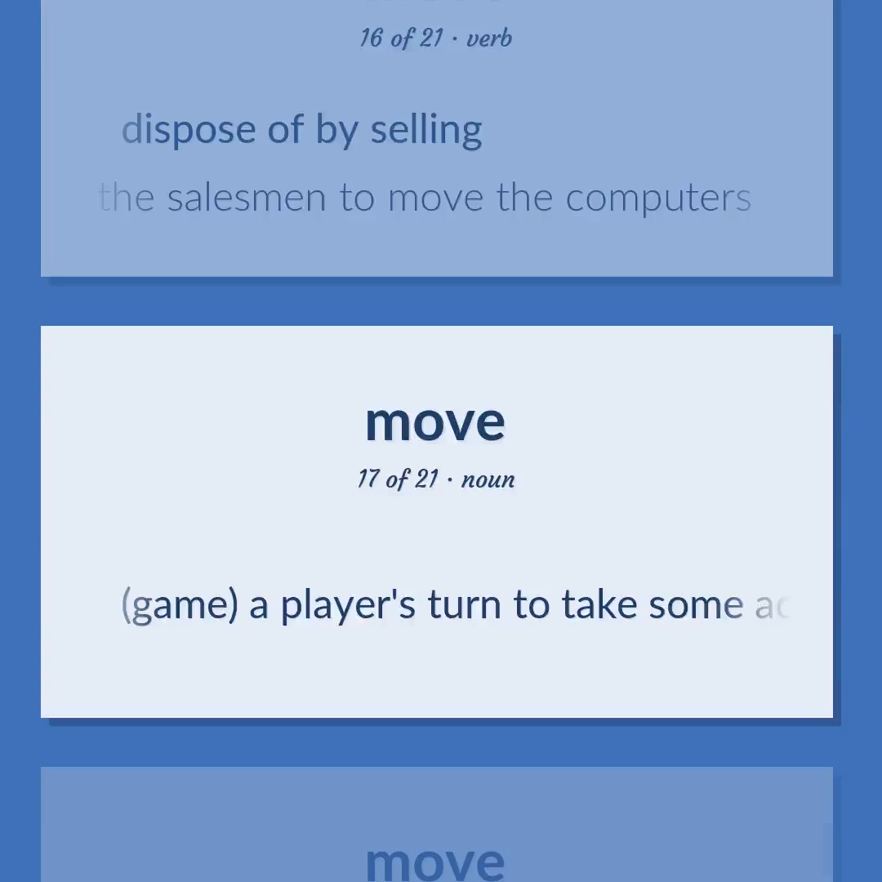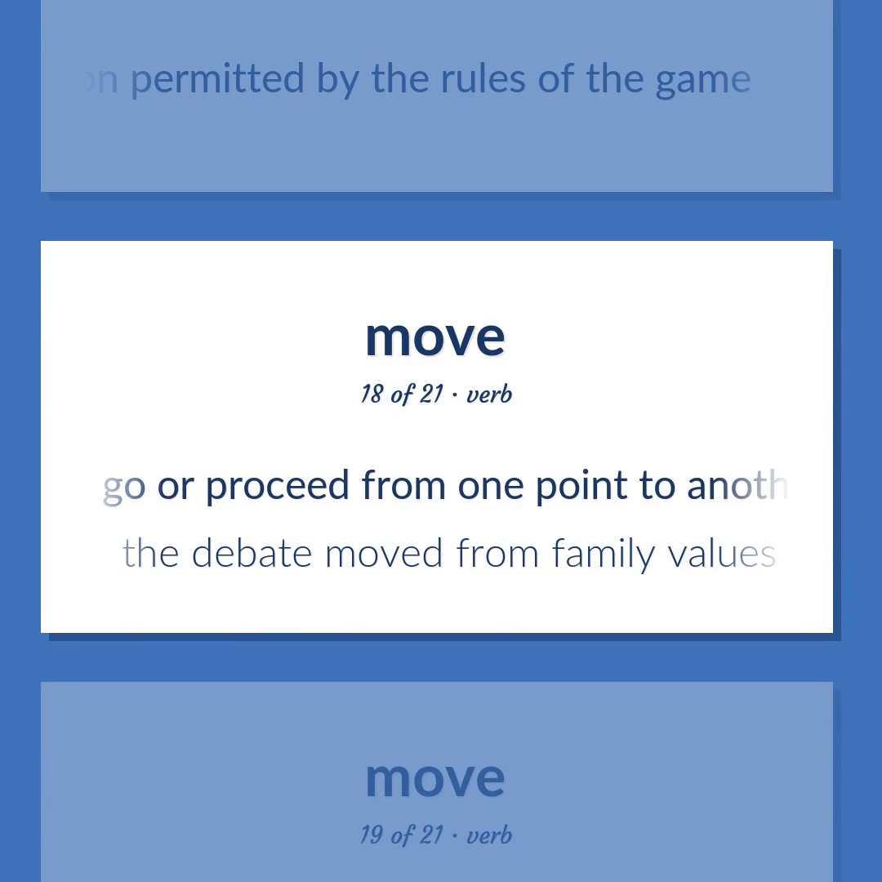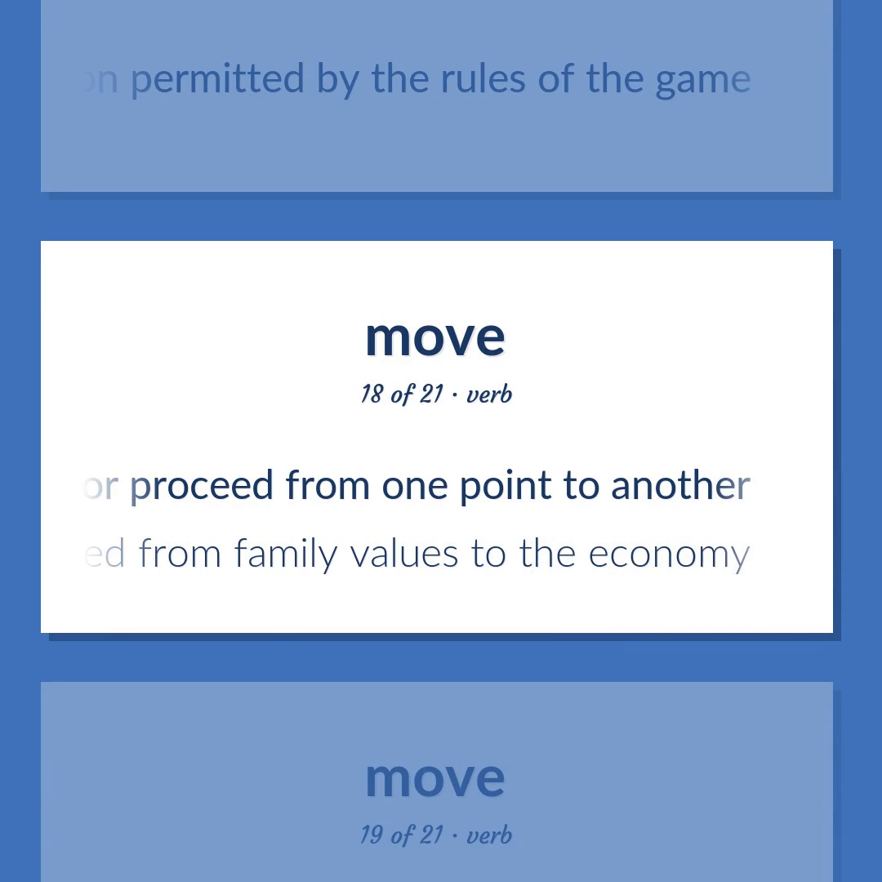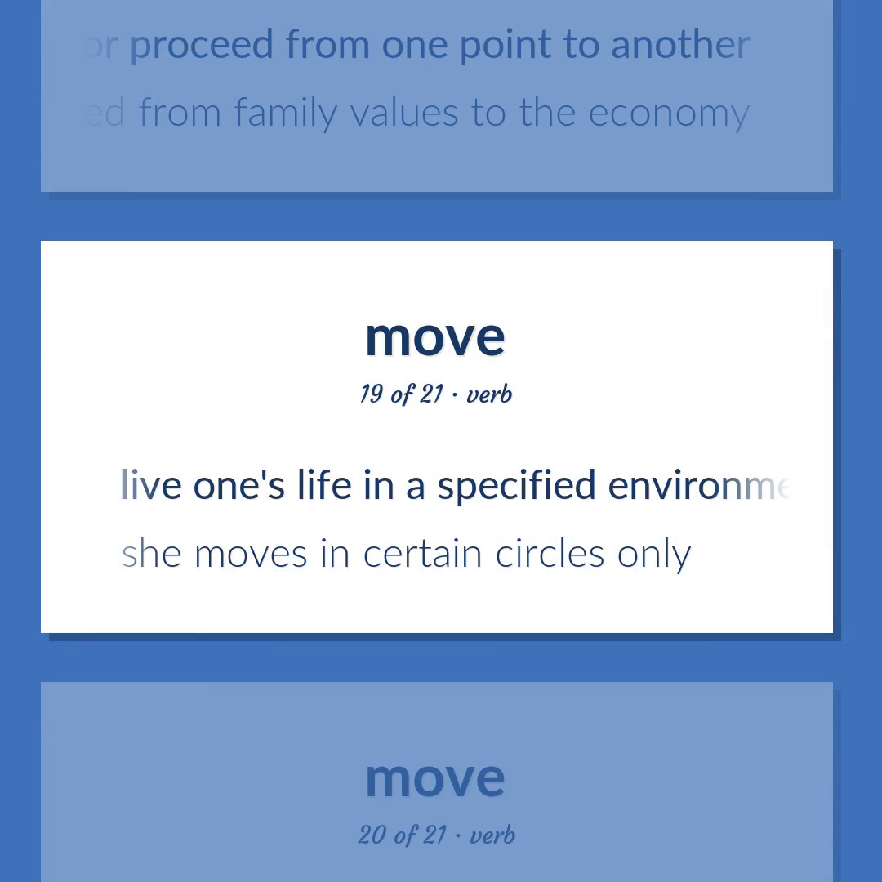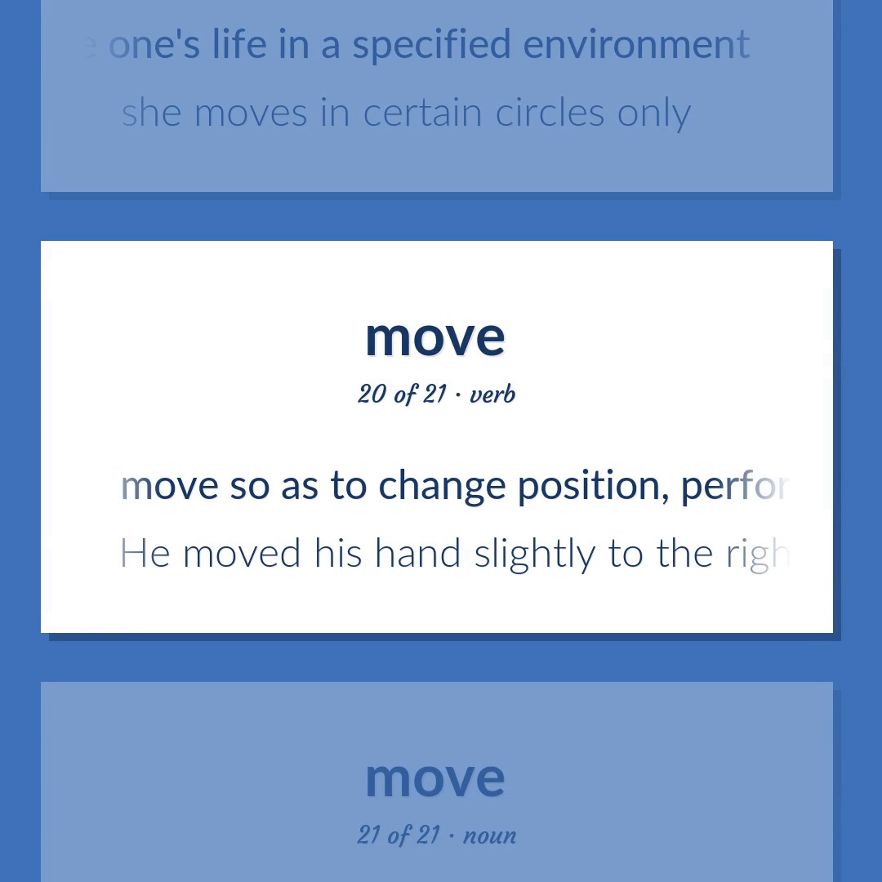Game. A player's turn to take some action permitted by the rules of the game. Go or proceed from one point to another. The debate moved from family values to the economy. Live one's life in a specified environment. She moves in certain circles only. Move so as to change position, perform a non-translational motion. He moved his hand slightly to the right.